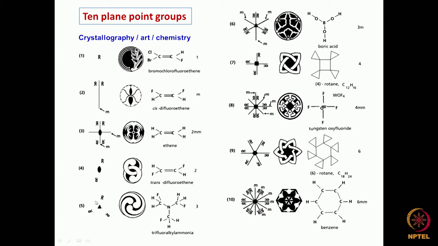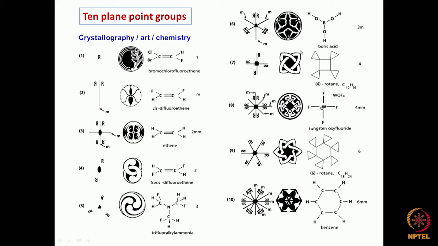Similarly, we have examples for three-fold symmetry. If you look at the center, we are showing the different symbols. Mirror is essentially shown with a thick line, and an ellipse is used to show a two-fold. An equilateral triangle is used to represent the three-fold symmetry. A square is used to represent a four-fold symmetry, and then a hexagon is used for representing a six-fold symmetry.